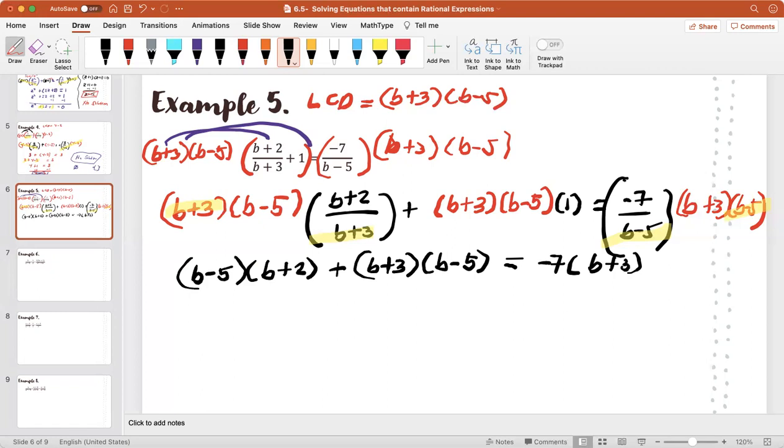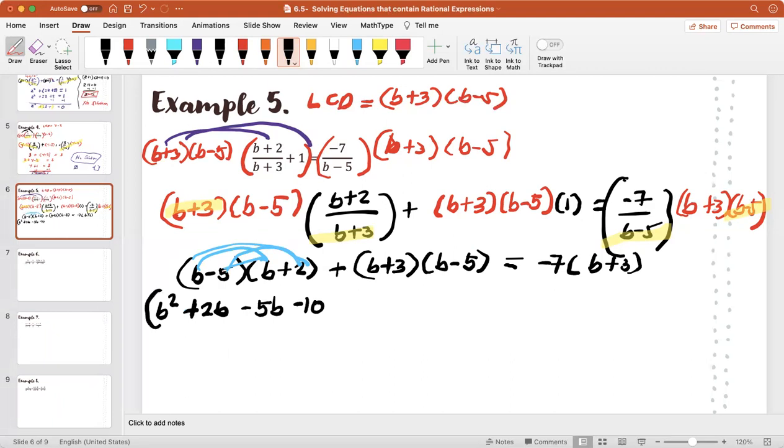Foiling that, we have b squared. What's next to b squared? We can do b times b and then b times 2. You have 2b. Next we have negative 5 times b, negative 5b, negative 5 times 2, negative 10. Same thing on the other one.